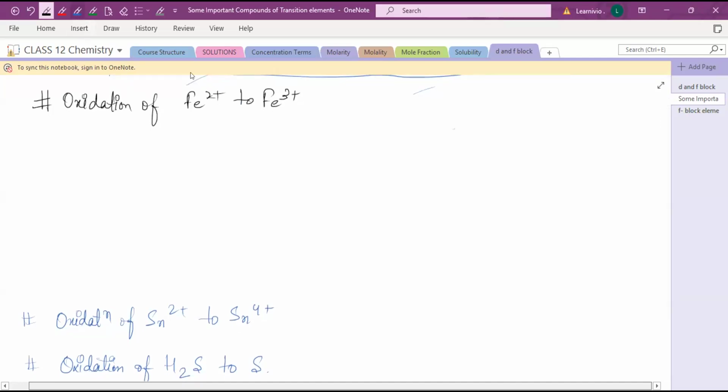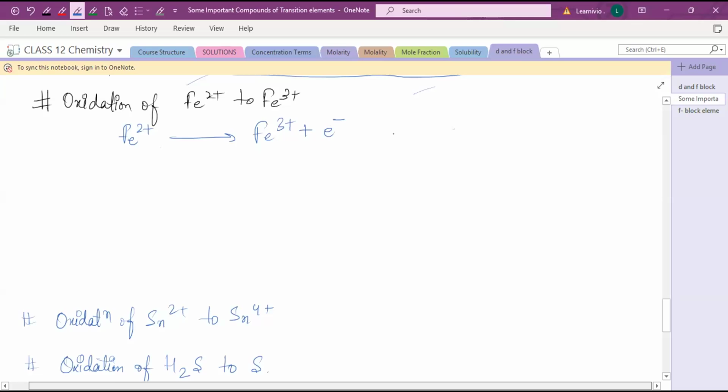Oxidation of Fe2+ to Fe3+. So what will you do as the first step? Again, Fe2+ will oxidize to Fe3+ plus an electron. Oxidation is basically the removal of electrons, loss of electrons, right? So here loss of one electron will be there and you will get Fe3+. So this is the oxidation reaction.